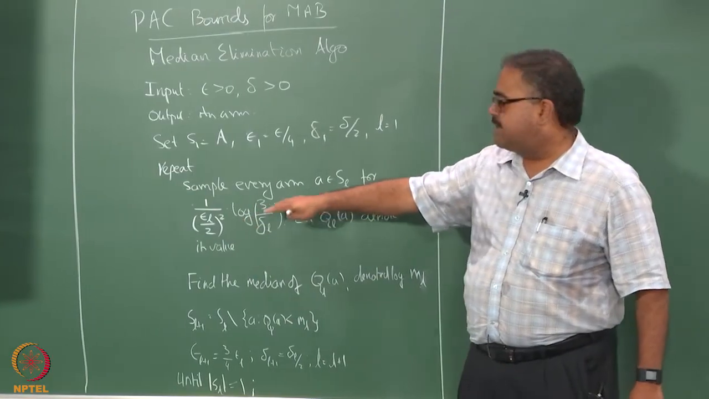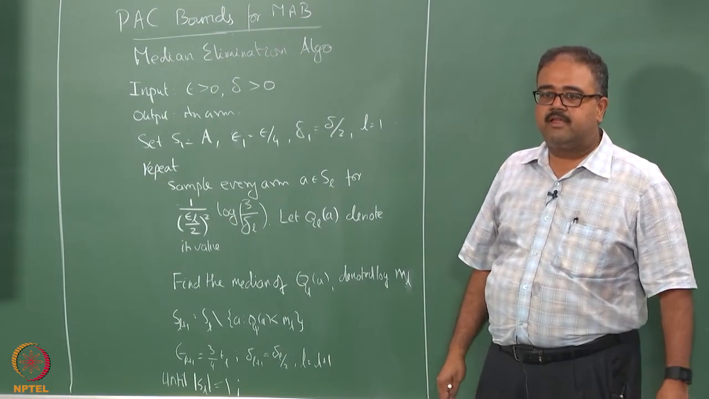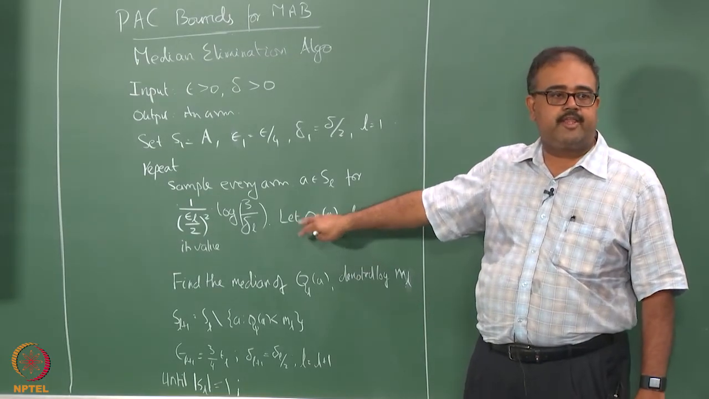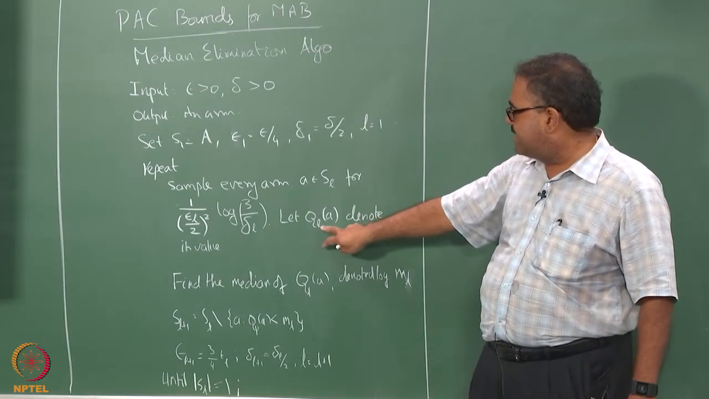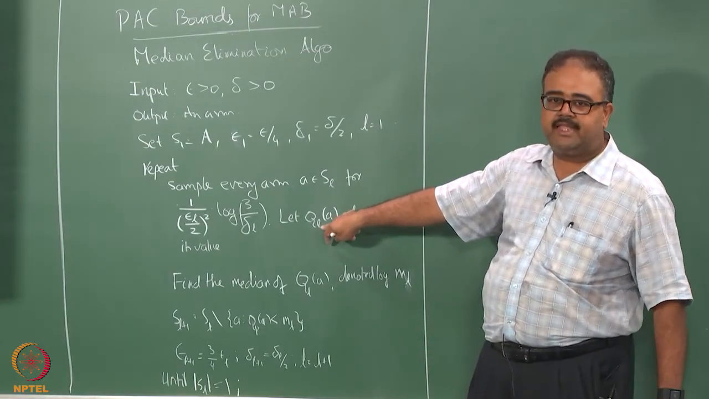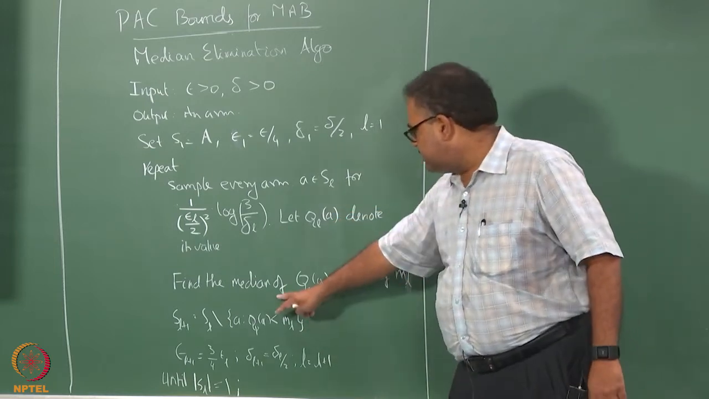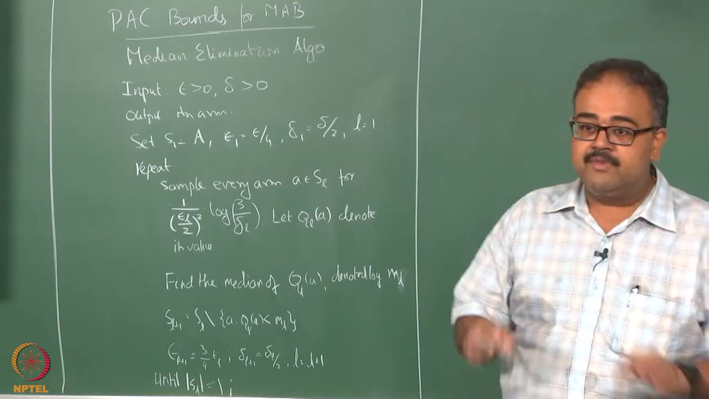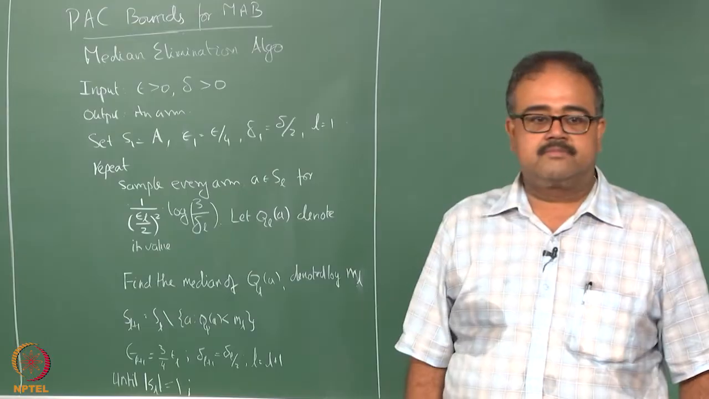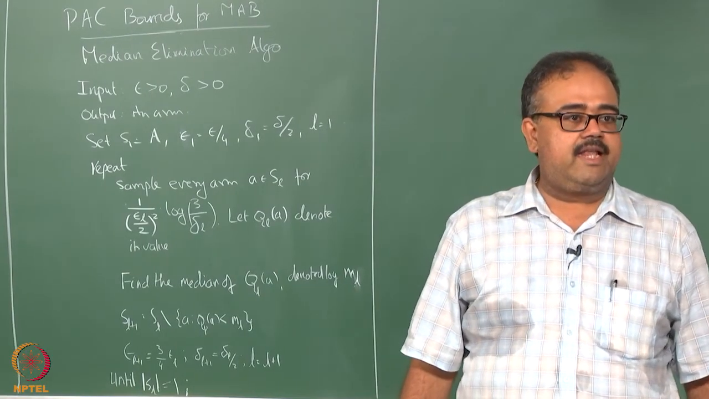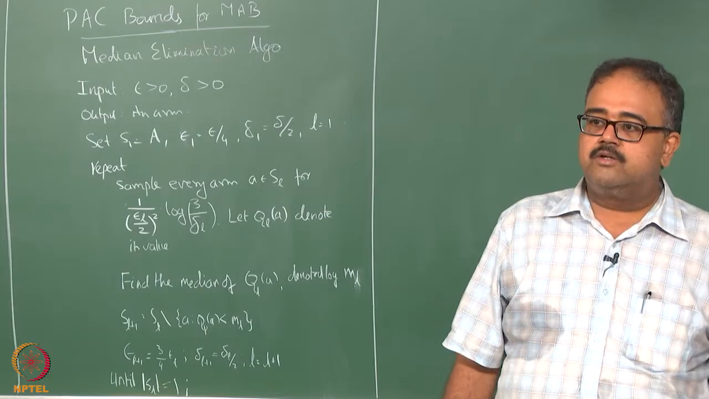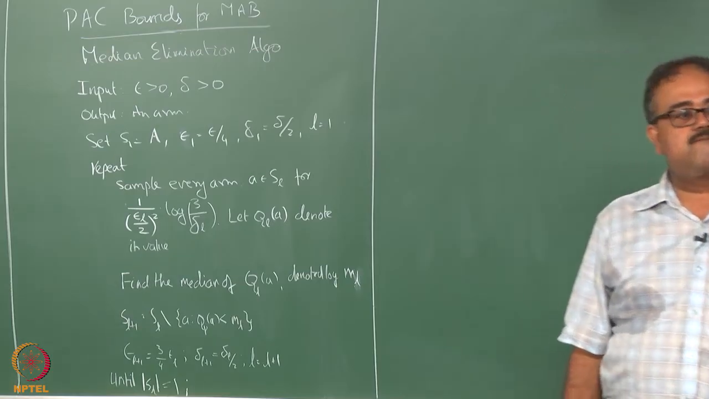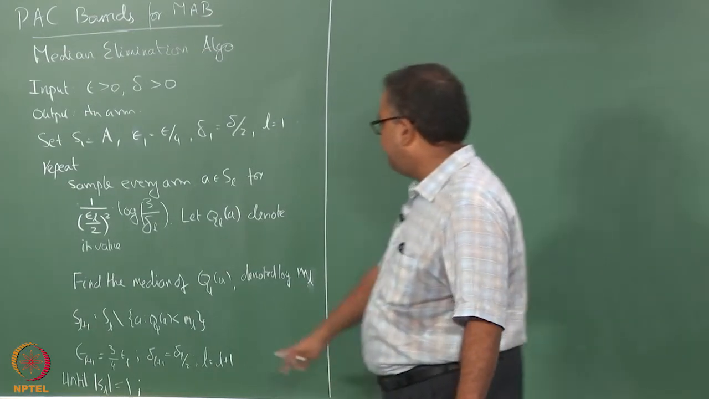So I pull each arm that many number of times, and then I estimate their empirical value, Q_l(a), where l indicates that this is the Q function I am forming at the l-th stage. Then I take these Q_l(a), arrange them in ascending or descending order, find the median of all these arms, and then eliminate all those arms whose value is below the median.